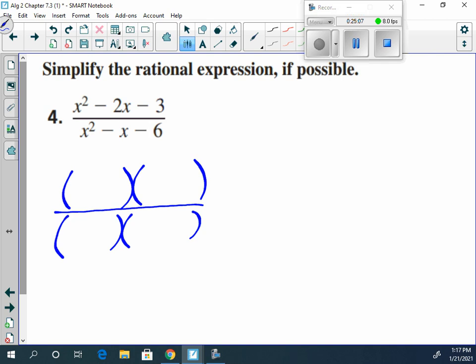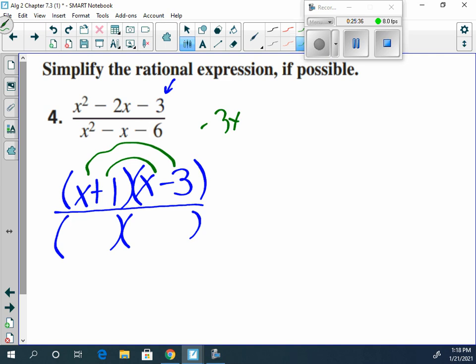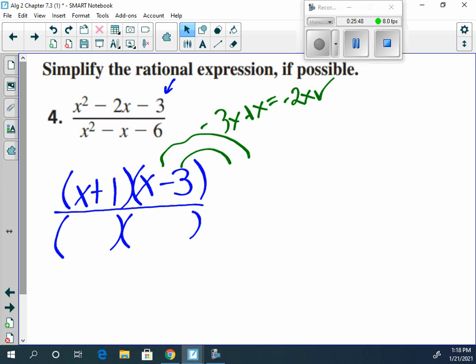Numerator, x squared minus 2x minus 3. Since the 3 is negative, our signs are opposite. The factors of x squared are x and x. And the factors of 3 are going to be what? 1 and 3. Now we can check this to make sure we got the correct numbers. X times negative 3 would be negative 3x. 1 times x is going to be plus x. And negative 3x plus x is going to be negative 2x. Well, that's what we wanted. So we have the correct factors here.